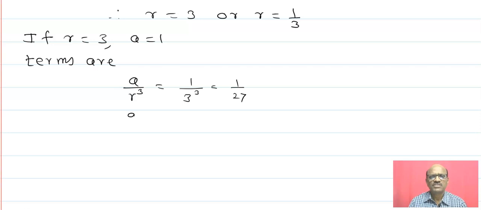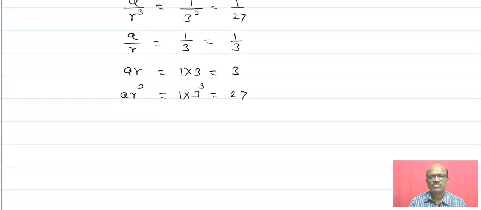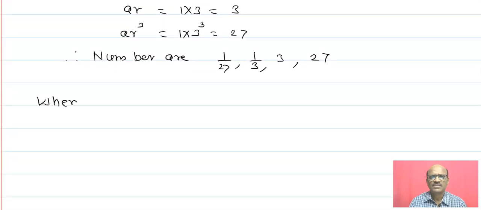If r is equal to 3, a is equal to 1, then the terms are a upon r cube, that is 1 upon 3 cube, that is 1 upon 27, a upon r, that is 1 upon 3, ar, that is 1 into 3, and the last is ar cube, that is 1 into 3 raised to 3, that is 27. Therefore, the terms are 1 upon 27, 1 upon 3, 3 and 27. These are the terms.